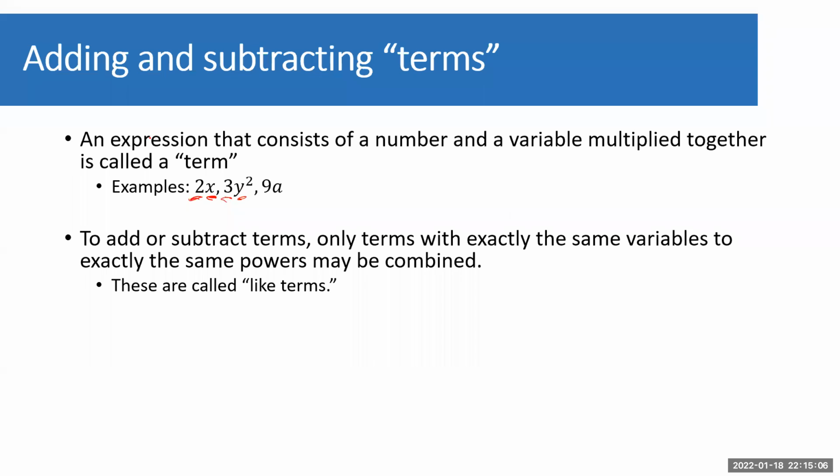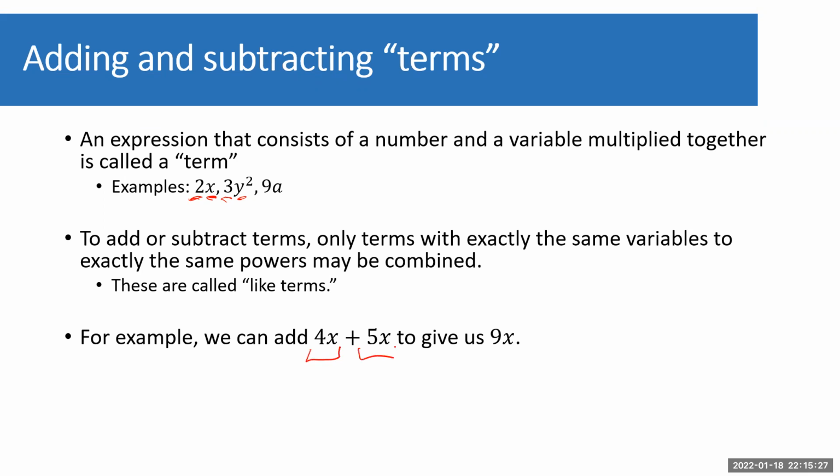Okay? If we want to add and subtract terms, we can combine what are called like terms. That means that the exact same variable and the exact same power of that variable can be combined. For example, 4x and 5x, the variable here is x, so it's x in the same time, and they're both raised to the first power. It's just x. 4x plus 5x would give us 9x's.